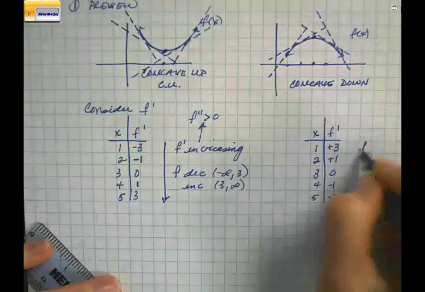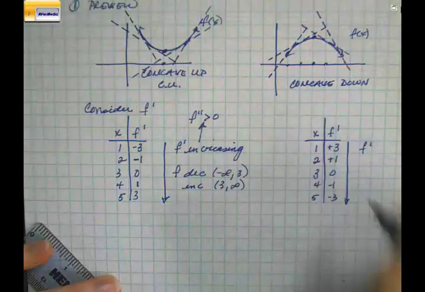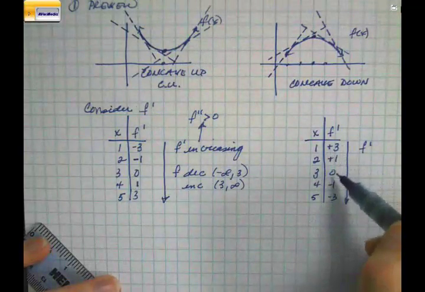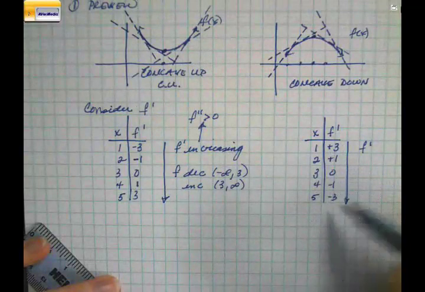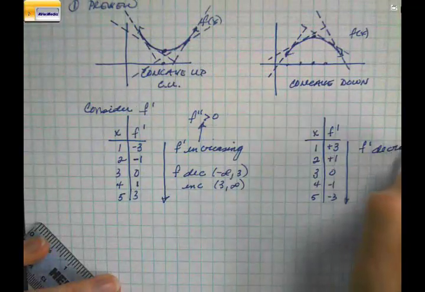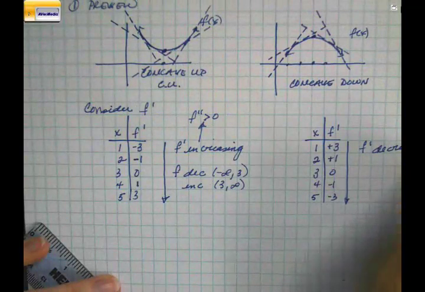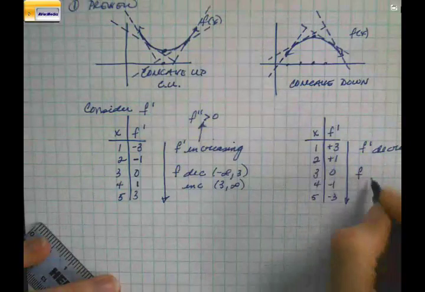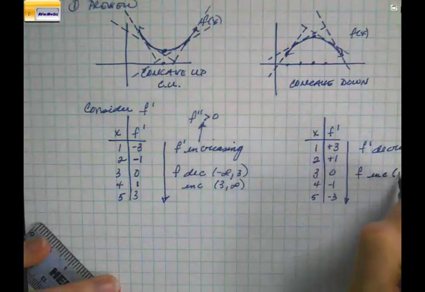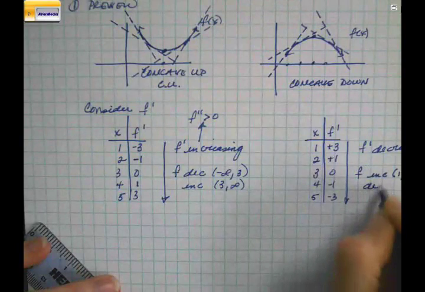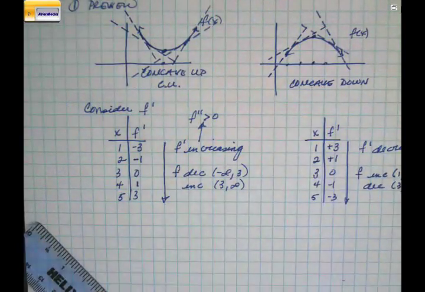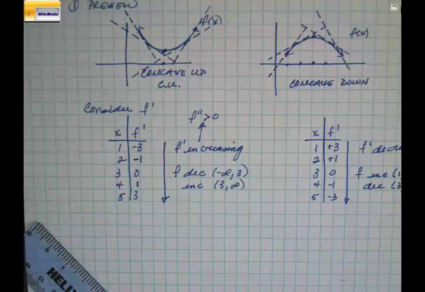So here, your first derivative values from 1 to 5 were positive 3, then dropped to positive 1, then dropped to 0, then dropped to negative 1, then negative 3. They are decreasing. But the original function was increasing from 1 to 3 and then decreasing from 3 to 5. Okay? So you got to think the function graph versus the first derivative values.